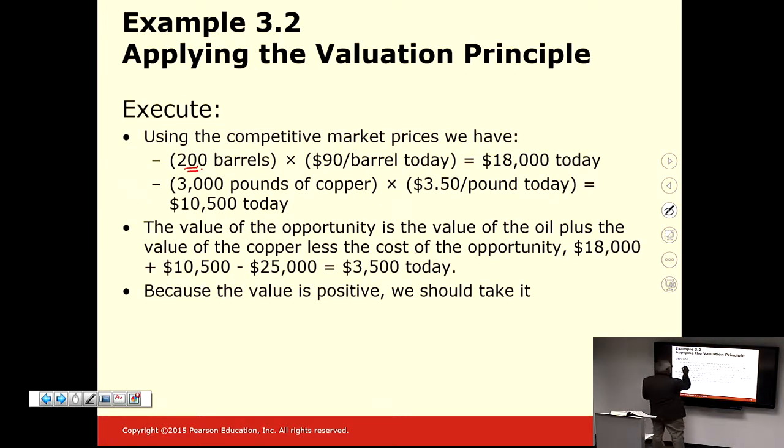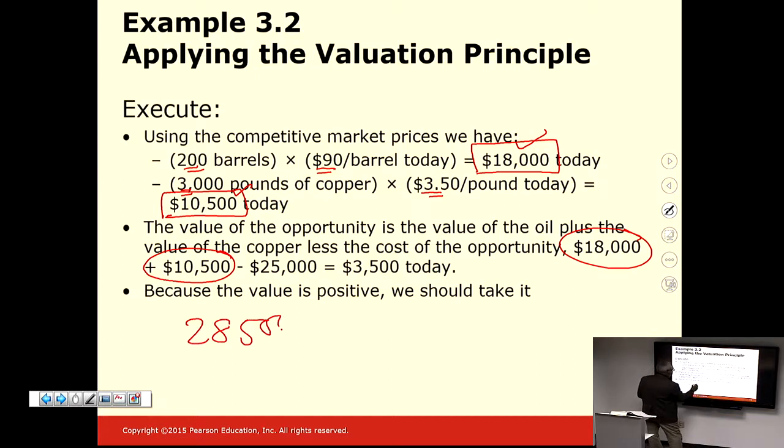So we take 200 barrels, multiply that by $90 per barrel. So the value of that oil is $18,000. We have 3,000 pounds of copper at $3.50 per pound. So the value of the copper is $10,500. So you are receiving this value of 18,000 plus 10,500, that's 28,500.